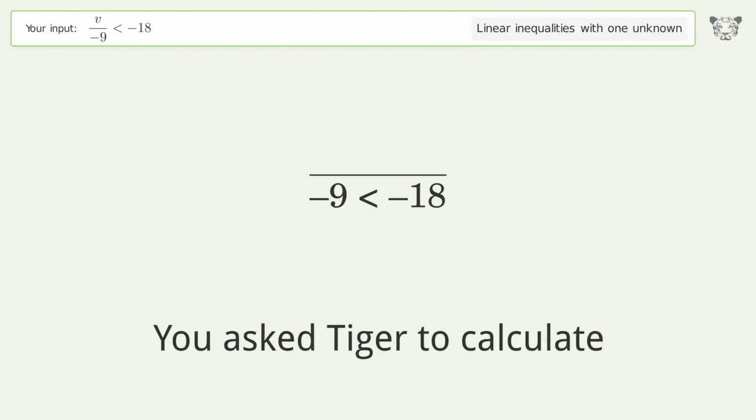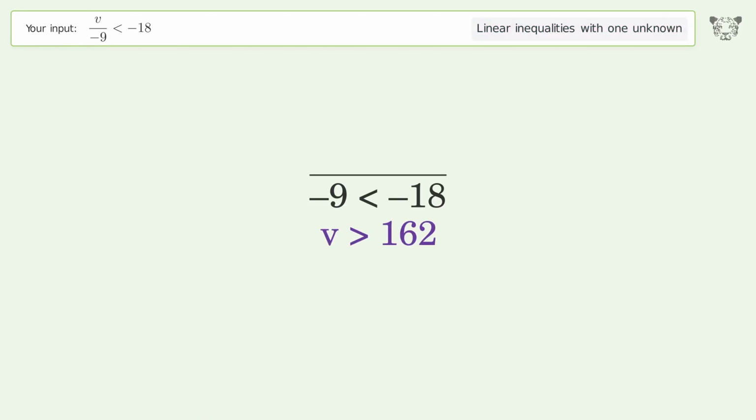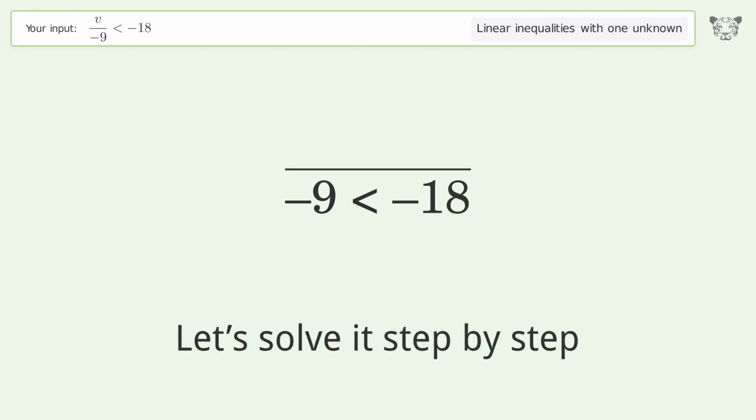You ask Tiger to calculate. This deals with linear inequalities with one unknown. The final result is v greater than 162. Let's solve it step by step.